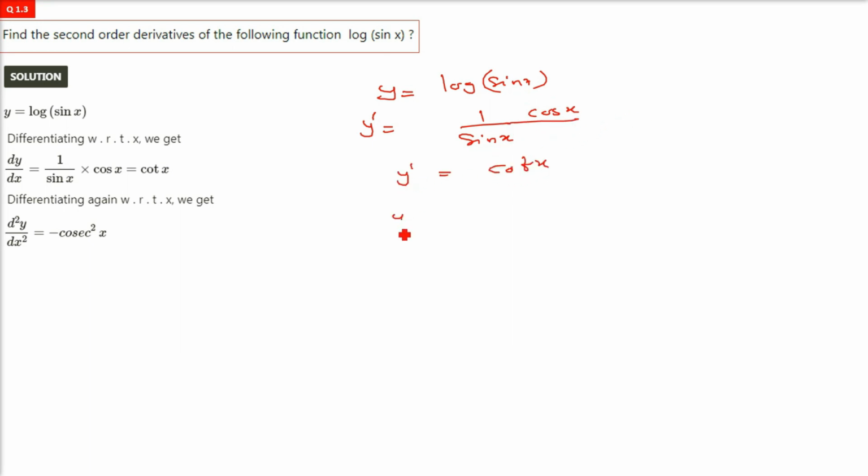So y double dash will be quite easy here. Cot x differentiates to minus cosec square x. So the second order derivative of log sin x is nothing but minus cosec square x. You have to write like this.